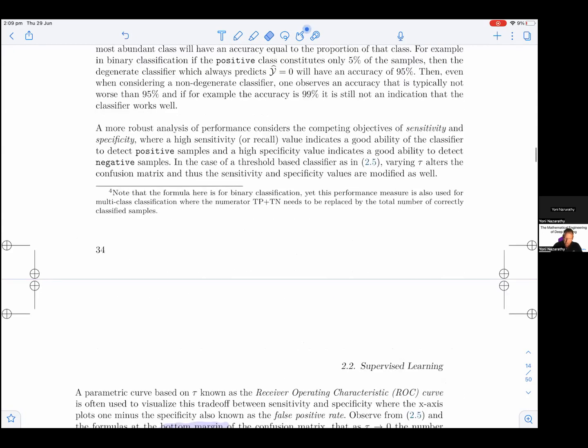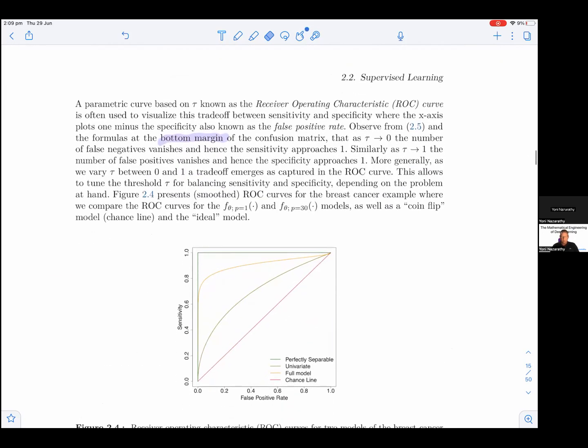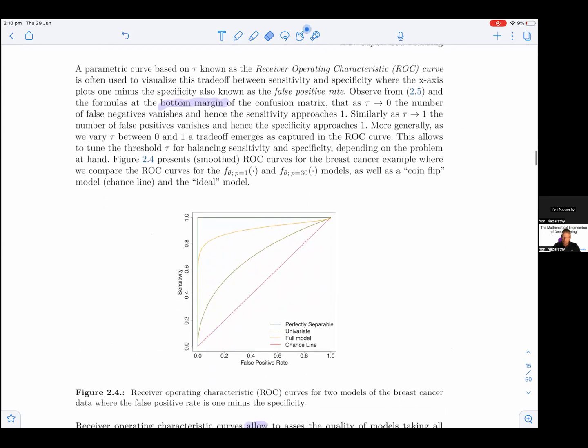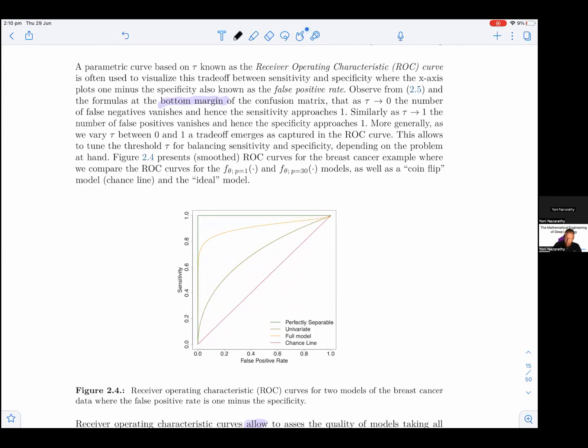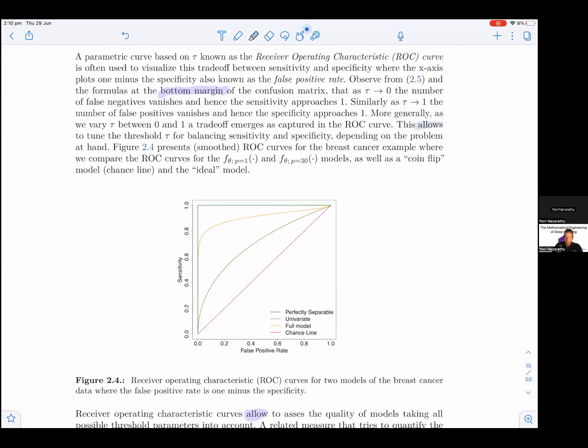More generally, as we vary tau between 0 and 1, a trade-off emerges that is captured in the ROC curve. This allows us to tune the threshold tau for balancing sensitivity and specificity depending on the problem at hand. Figure 2.4 presents the smoothed ROC curve. It's smooth because with a finite number of observations, we'll actually get jagged jumps. For the breast cancer example, we compare the ROC curves for the p equals 1 case and the p equals 30 case models, as well as a random coin flip model, the chance line, and the ideal.